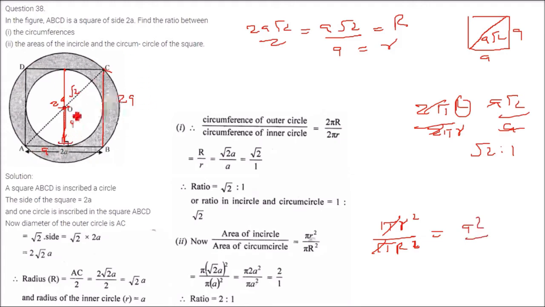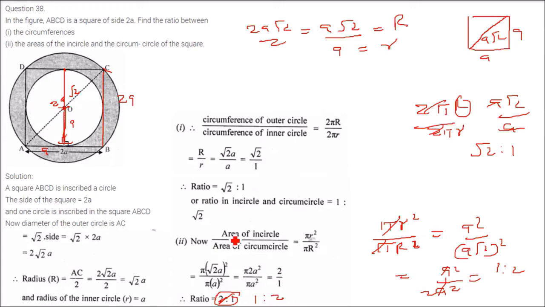So circumcircle is the bigger one. The radius is a root 2. So a root 2 whole square. So what do you get? It is a square by a square 2. So it is 1 is to 2. So it is not 2 is to 1, it will be 1 is to 2.